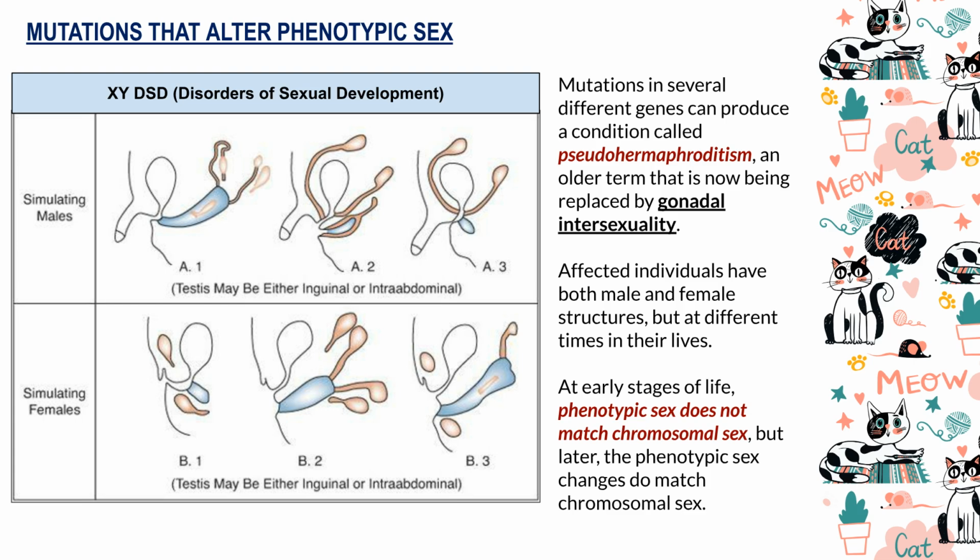These conditions are caused by mutations in different genes involved in sex development. Terms such as pseudohermaphroditism were used in the past, but today disorders of sexual development or gonadal intersexuality are preferred. Early in life, phenotypic sex may not match chromosomal sex, and physical characteristics may change as development and hormone activity progress.